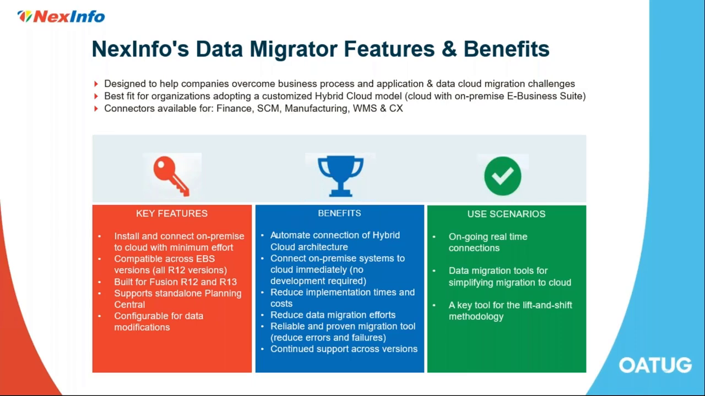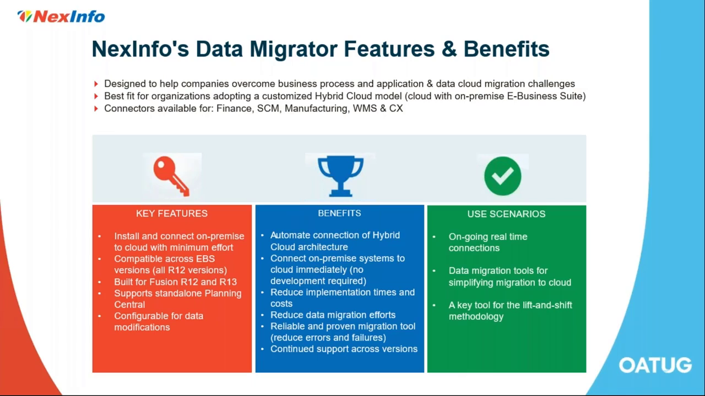And the connectors that we currently have available for this data migrator are for finance, SCM, WMS, manufacturing, and also CX Cloud. I'm not going to spend too much time here, but you can see on the screen the key features, benefits, and use case scenarios. Again, as we mentioned, it installs and connects on-premise to the cloud with minimum effort. It's built for Fusion R12 and R13. And you can see that it supports standalone planning central and is also configurable for data modifications.